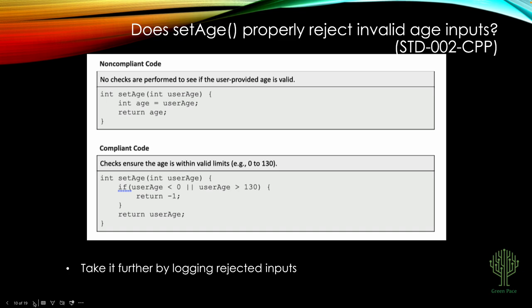The next unit test involves ensuring that the setAge function properly rejects invalid input, such as negative numbers or values over 130. The non-compliant version allows anything, while the compliant version validates input before using it.